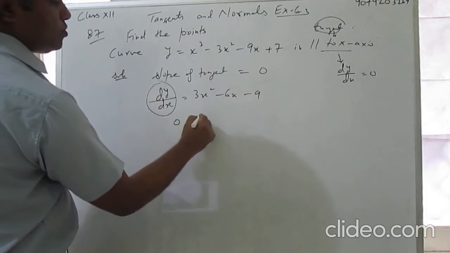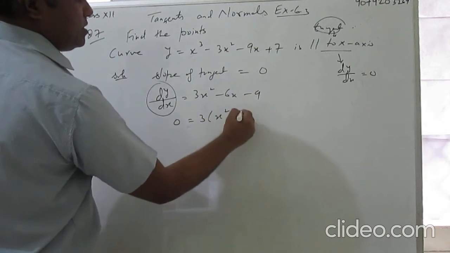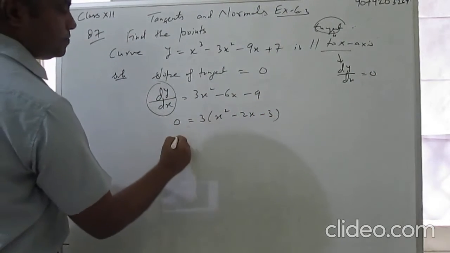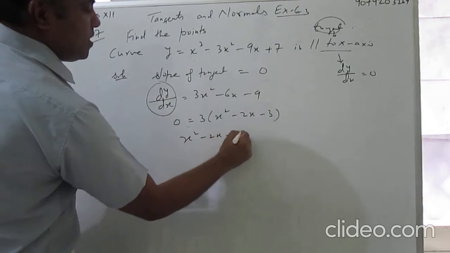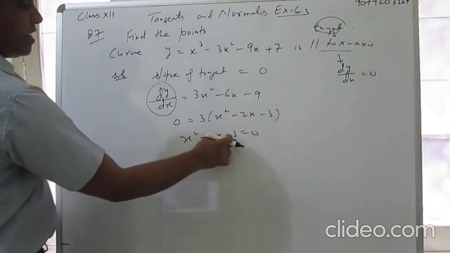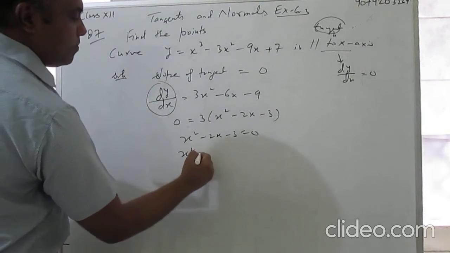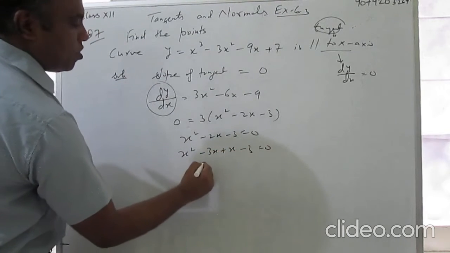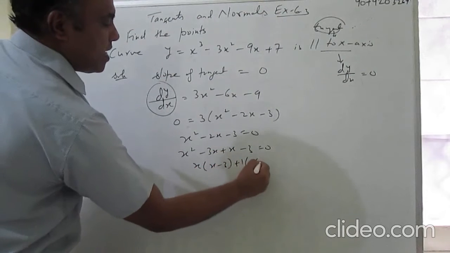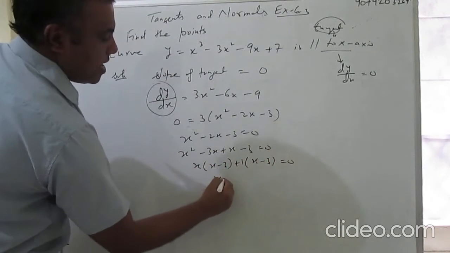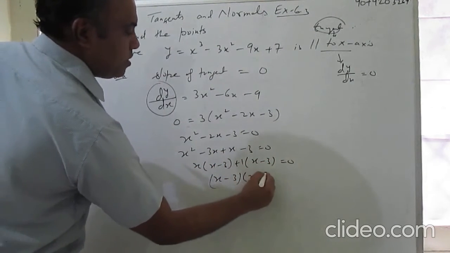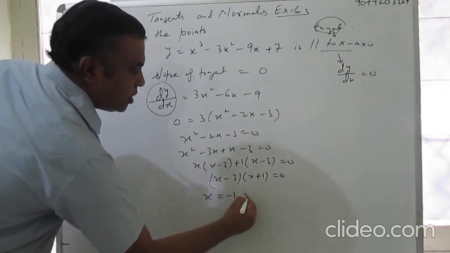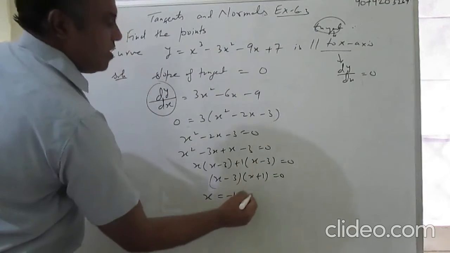So 0 is equal to 3 common, x square minus 2x minus 3. Now see here, x square minus 2x minus 3 is equal to 0. Factorize it so that the middle term is 2: x square minus 3x plus x minus 3 is equal to 0. x common, x minus 3, plus 1 common, x minus 3 is equal to 0. x minus 3, x plus 1 is equal to 0. So x is equal to minus 1 and 3. This is the value of x.